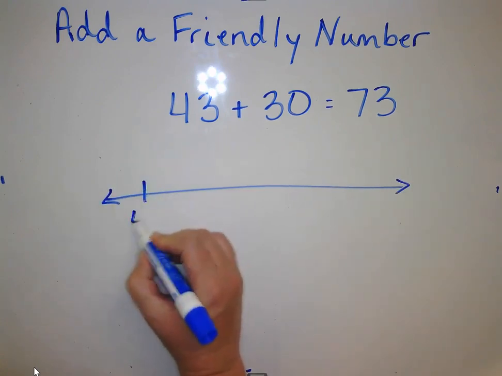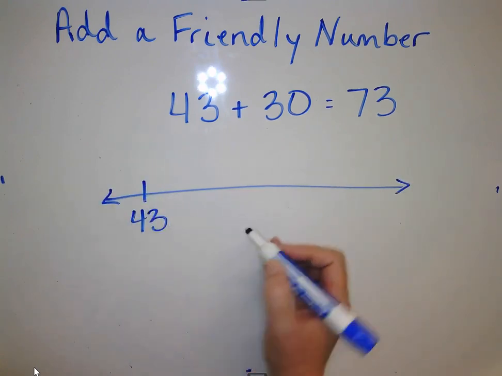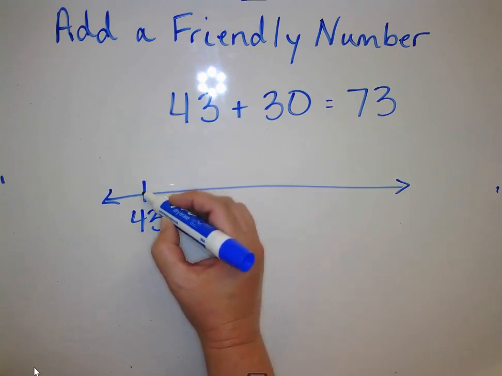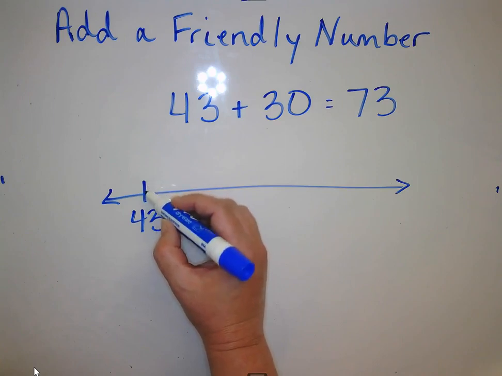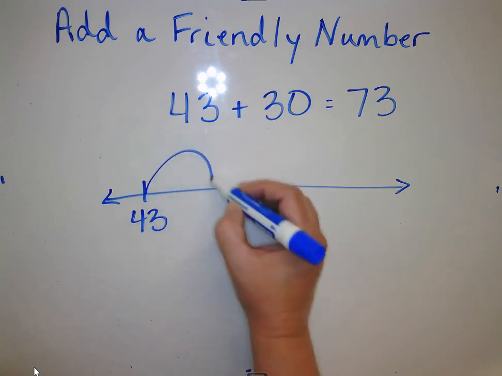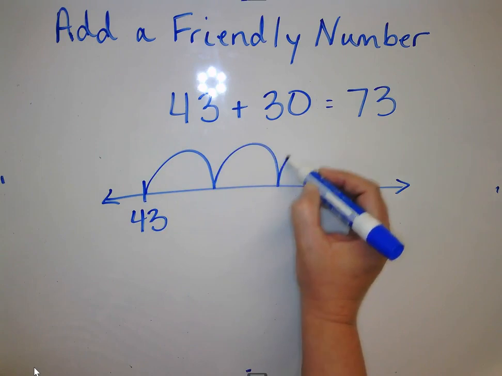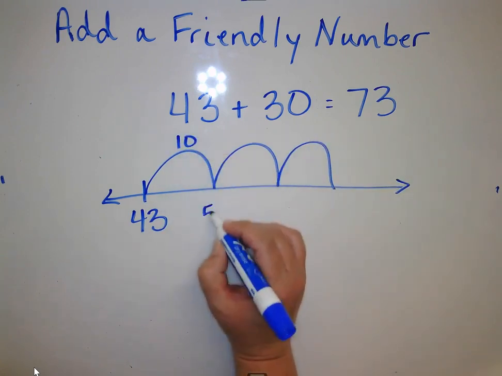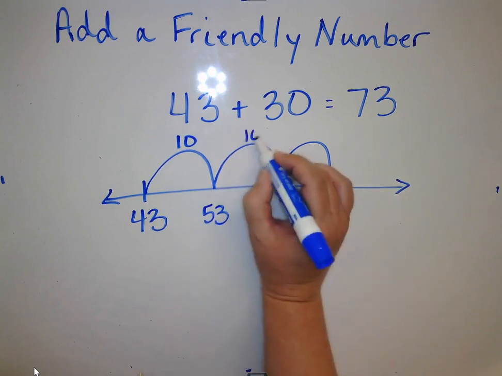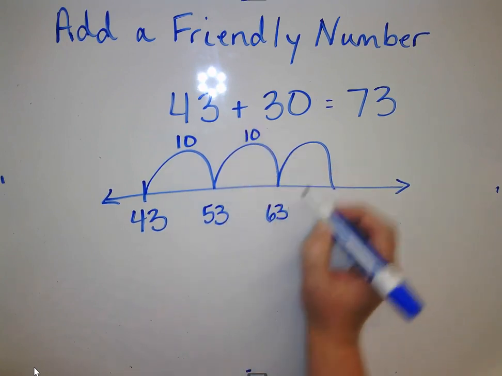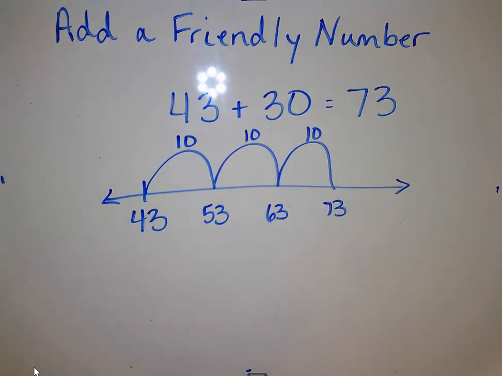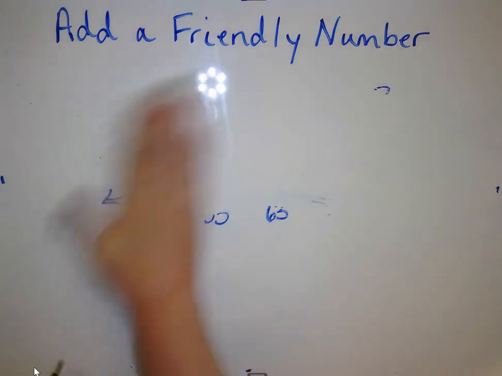So for example, a student may say 43 plus 30 is 73. So you would record a jump of 3 tens on the open number line. 43 to 53, 53 to 63, 63 to 73. You would then record your solution and move to the second problem.